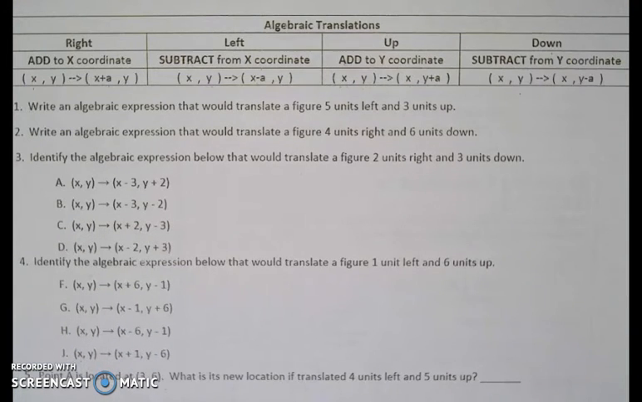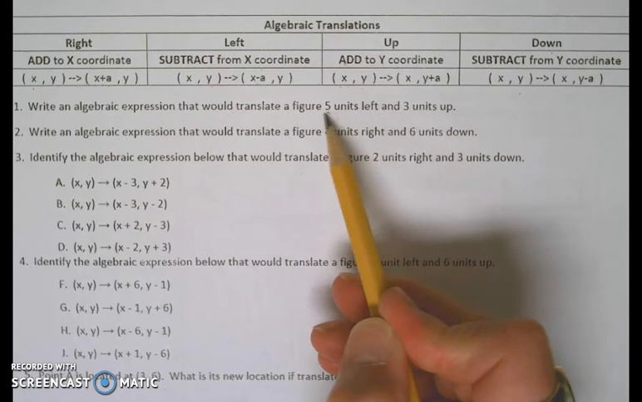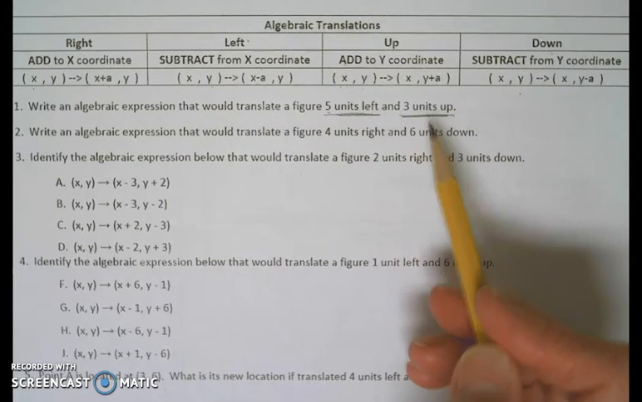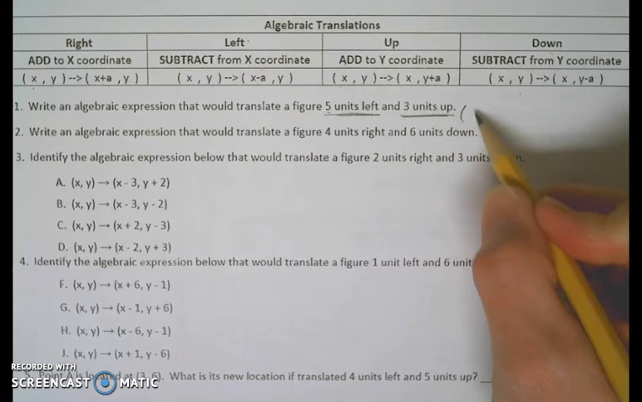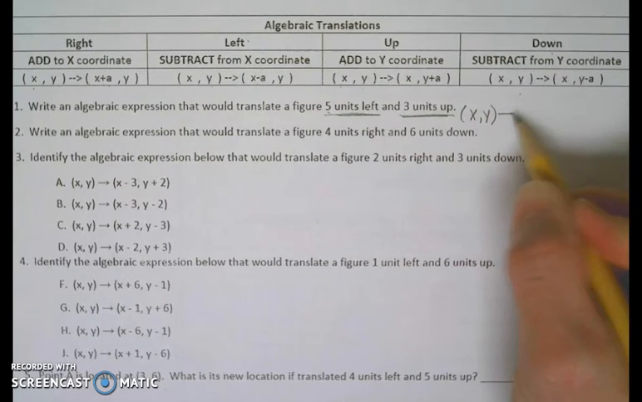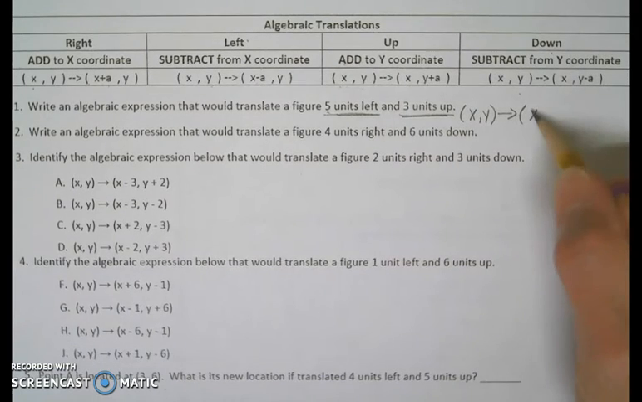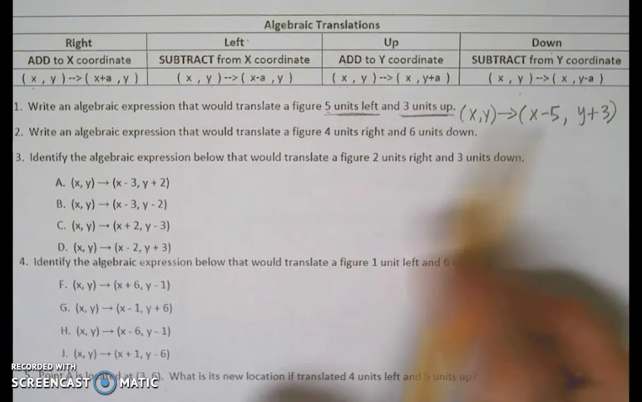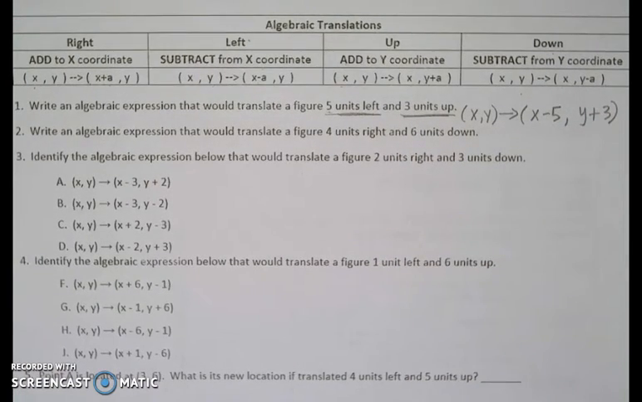So let's look at an example. If they want us to write an algebraic expression that translates a figure 5 units to the left, left means I'm subtracting from x, and 3 units up, which means I'm adding to y. Please always begin with your original x, y value, put an arrow, and your new x minus 5, y plus 3. 5 units left, subtraction, 3 units up, addition. Try number 2.